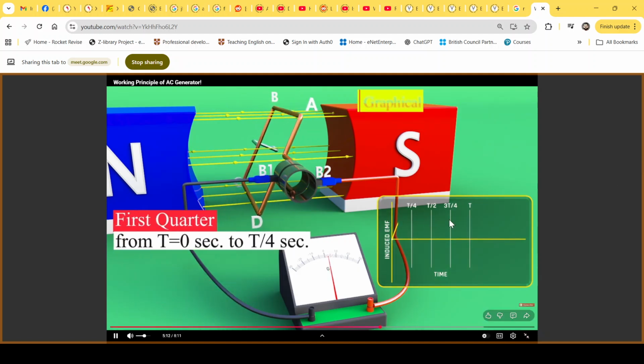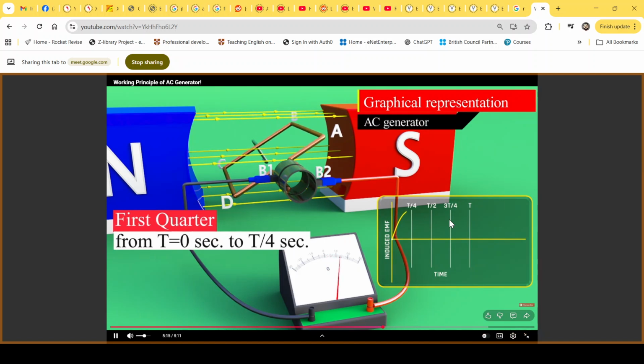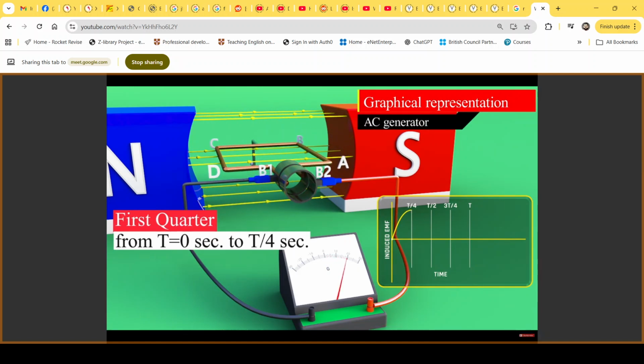For the first quarter rotation, from t equals 0 seconds to t over 4 seconds, part of armature AB moves down and part CD moves up. In this period, induced EMF increases from 0 to maximum value.